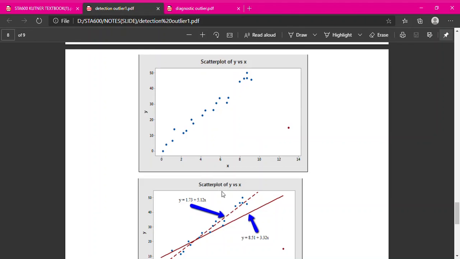Okay, the last one. Tengok yang ni. Ini kita punya data. Ada satu kat sini, the right data point here. So what do you think? This data point is outlier or influential?